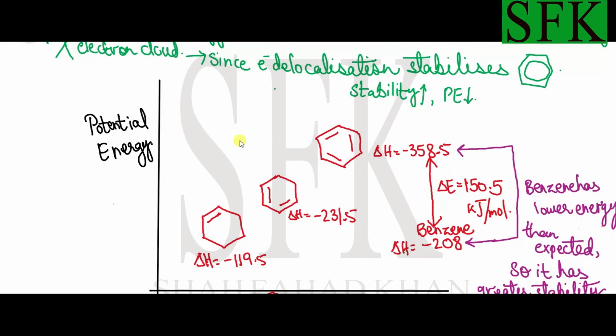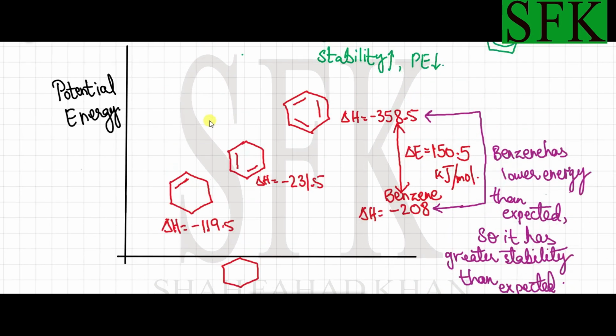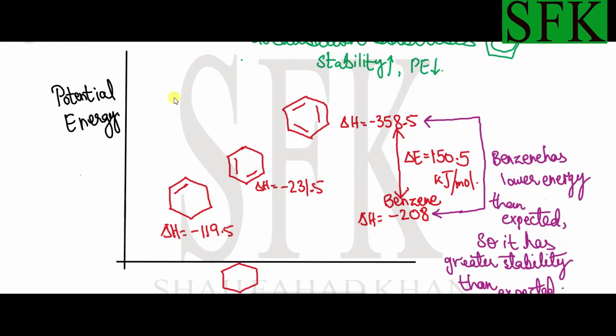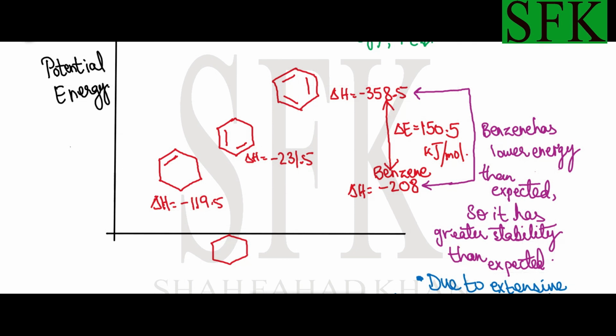Now let's look at the energy profile representation of these compounds. The energy profile representation has the potential energy on the y-axis and the compounds represented on the x-axis. This is cyclohexene, the first reaction that we had. When cyclohexene is converted into cyclohexane, cyclohexane has a lower energy compared to cyclohexene, and the difference in the two energy levels is minus 119.5 kilojoules.